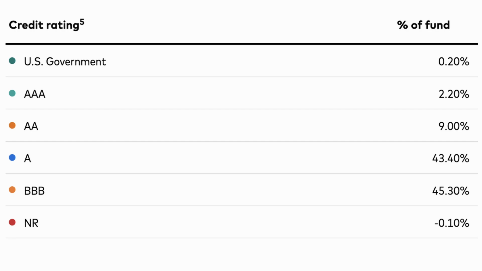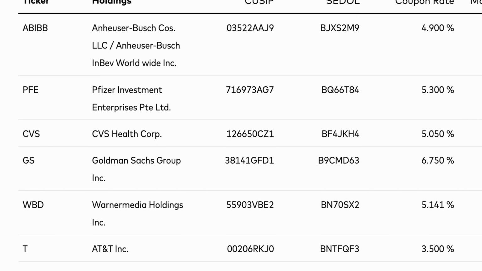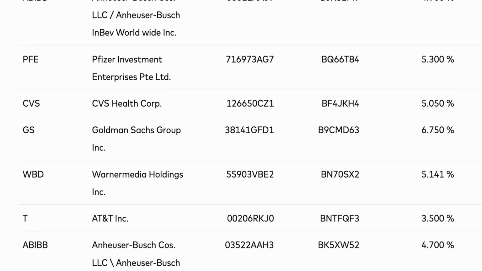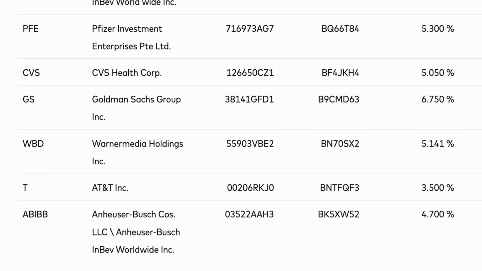And we can see that some of their holdings are companies that you've heard of before, like Anheuser-Busch, CVS, Pfizer, Goldman Sachs. So they're very solid companies, and so you can expect that they have a high likelihood to repay those bonds. So the risk is fairly low when it comes to investing in this long-term corporate bond fund, because they're just investing in blue chip companies that have been around for a very long time.